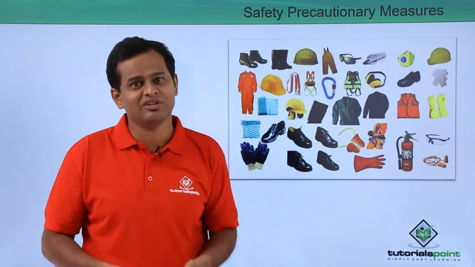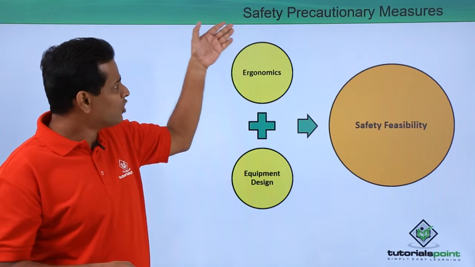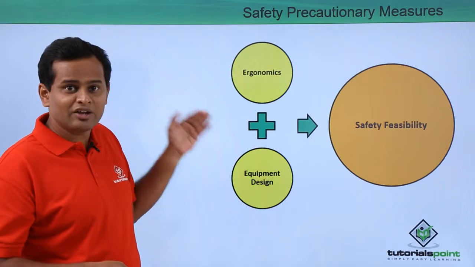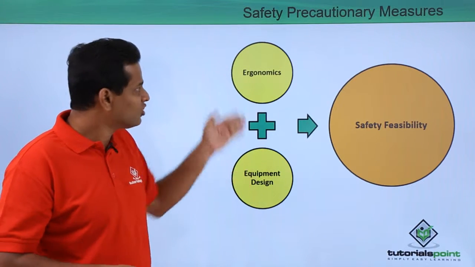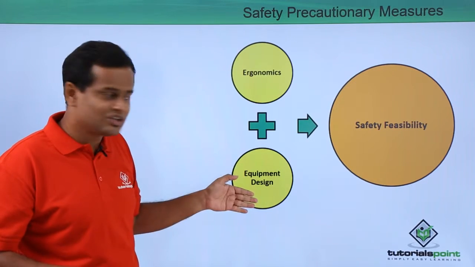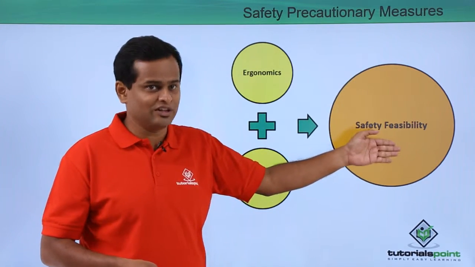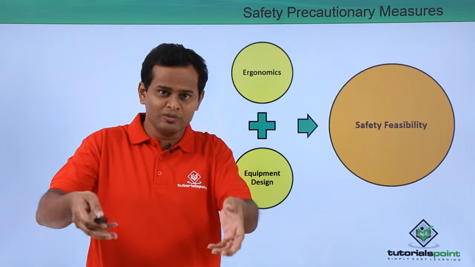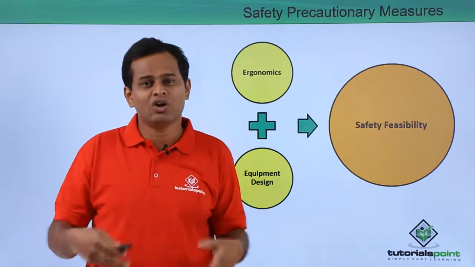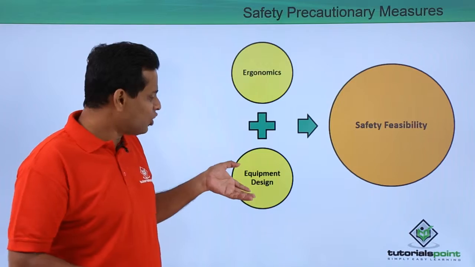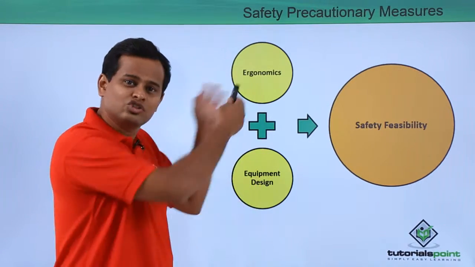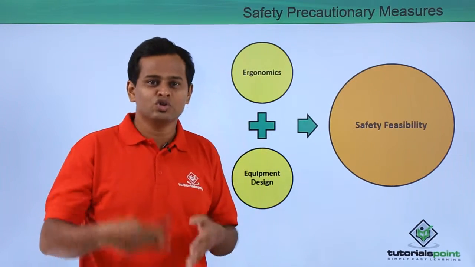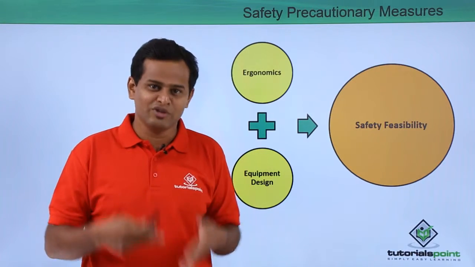Then we talk about safety feasibility. In safety feasibility, ergonomics will come and also equipment design will come. If both are matching and balancing, then we are going to have safety feasibility. Ergonomics means that however many times the human being does this particular operation, he should not feel fatigue. And when we talk about equipment design, all these things need to be incorporated in the equipment itself, so that at a later point of time, too much modification or alteration can be avoided.